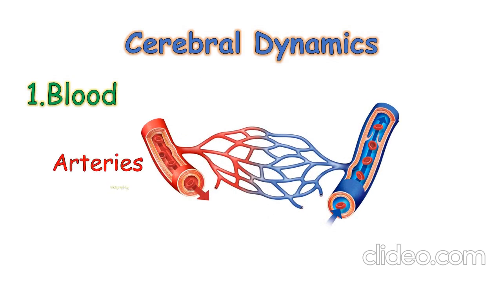Now let's jump into cerebral dynamics. Cerebral dynamics means the characteristics of blood and CSF flow in the brain. Let's first look at the blood flow in the brain. Brain receives the blood from the internal carotid arteries and the vertebral arteries. The pressure inside the arteries is around 90 millimeters of mercury.